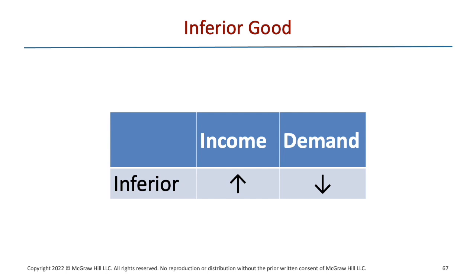Those normal goods there. Okay, and then on the opposite end of that, as the income begins to go down, your demand for inferior goods begins to rise. This is the phenomenon between inferior goods and normal goods.